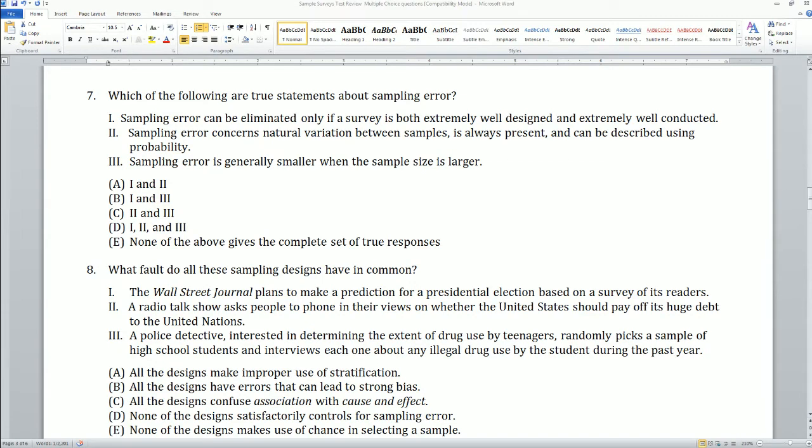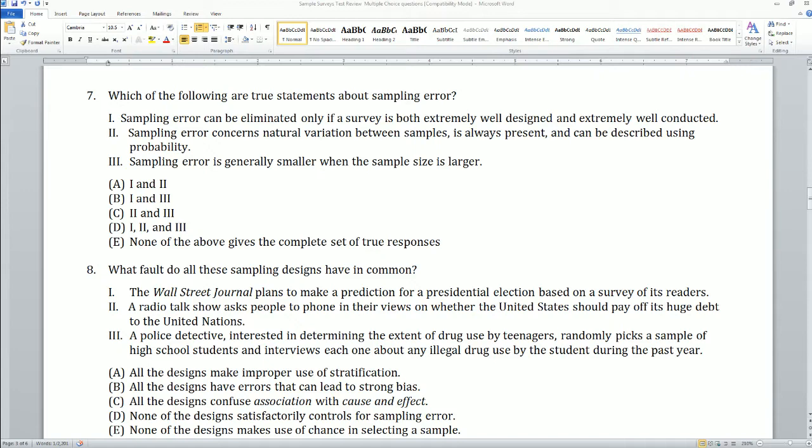Okay, you said A, 1 and 2. Okay. So, 1. Sampling error can be eliminated only if a survey is both extremely well designed and extremely well conducted, right? So in our scenario, you're gonna give a survey to your student body, and you conduct it really well, right? Will that still eliminate your selection of, let's say you picked your every single fourth student, right? Is that still going to give you a good measurement of the whole population?